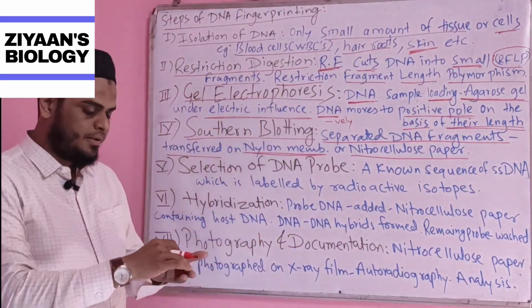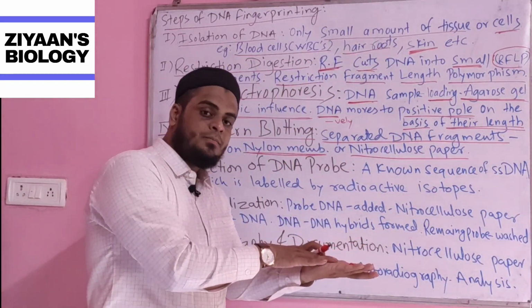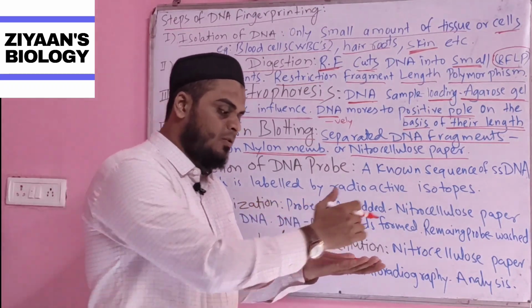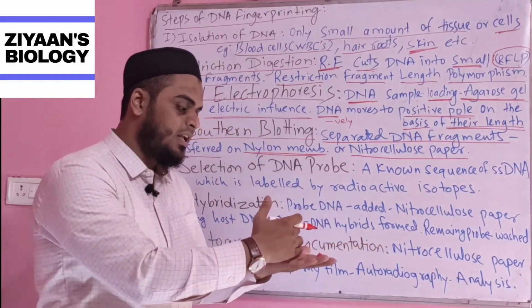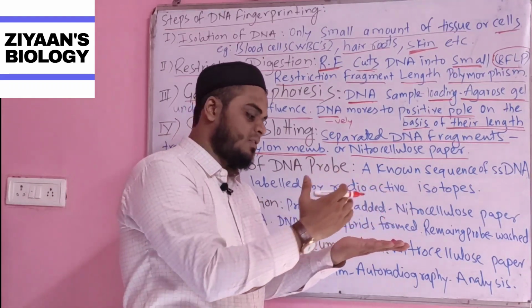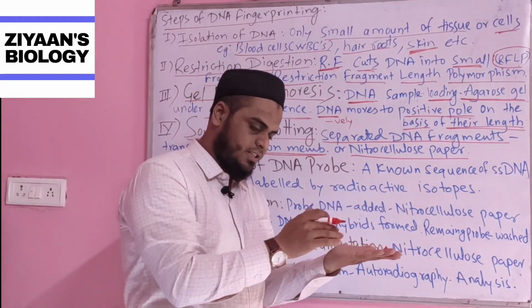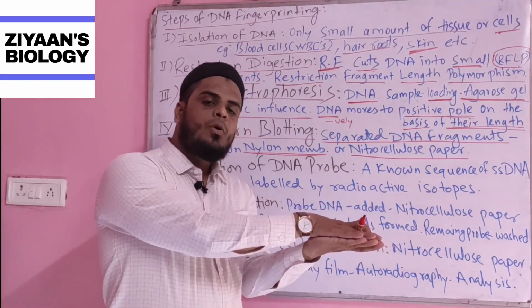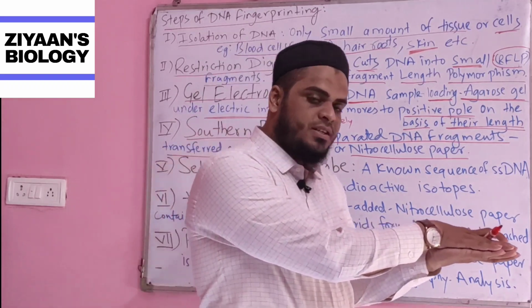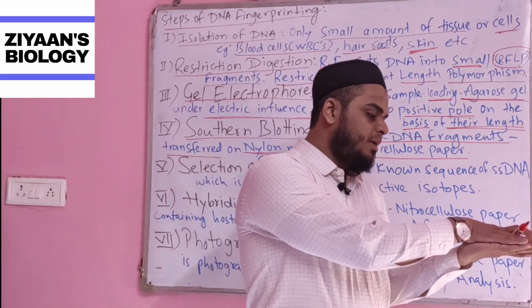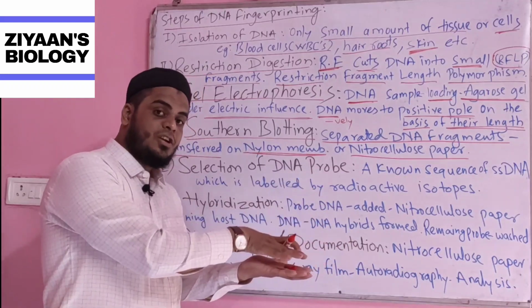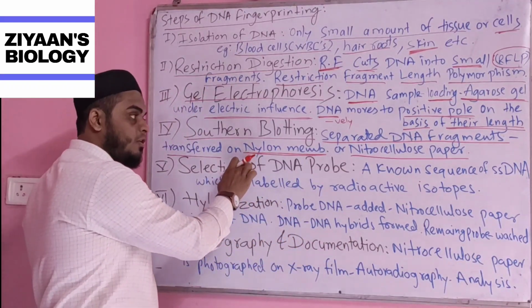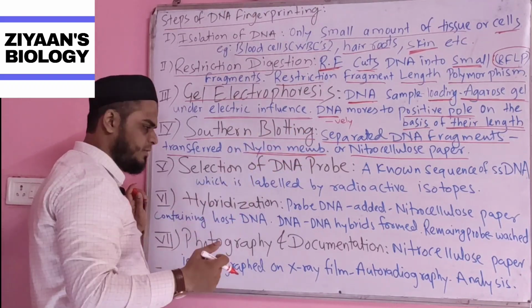You can use either the nylon membrane, or you can directly deal with the nitrocellulose paper. So you have your agarose gel here, and you have your DNA bands as well: the lower-size bands have crossed a lot of distance, while the heavier ones have not. You just put a nylon membrane on it overnight, and ultimately, due to the pressure, these bands will be transferred onto either your nylon membrane or the nitrocellulose paper, whatever you are using.